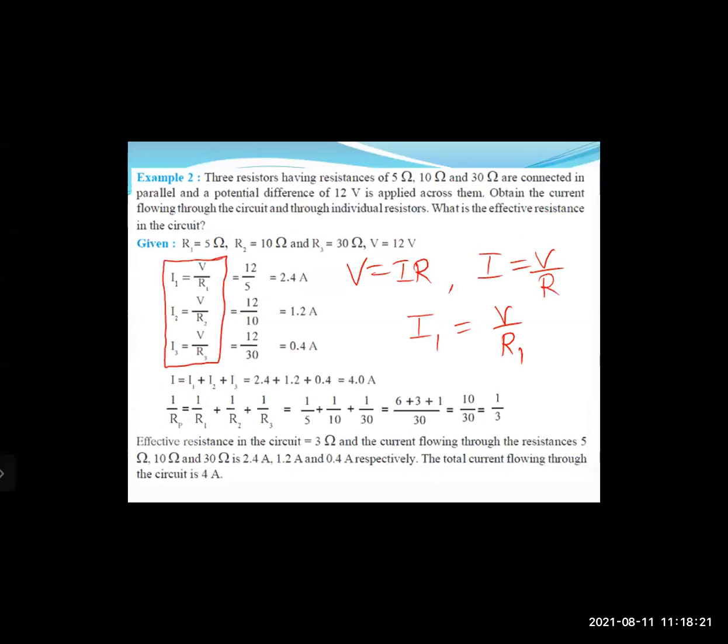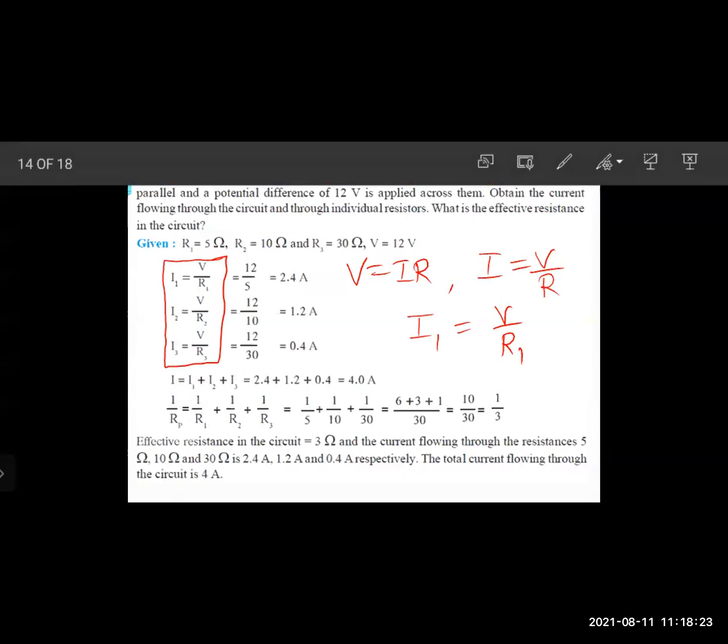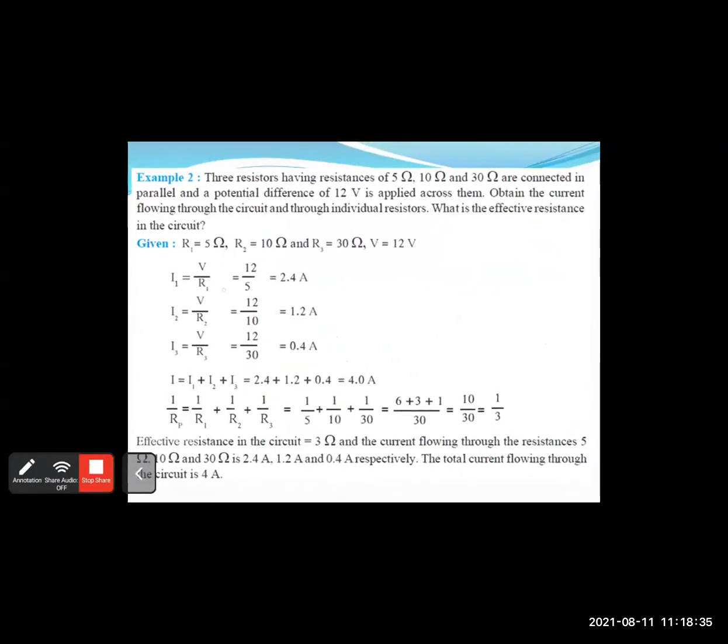Okay, fine. So applying these formulas, we will get I1 equals V by R1. So V by R1 will be what? 12 by 5, R1 is 5 ohms. So 12 by 5 will be equal to 2.4 amperes. Then I2 is V by R2, that is 1.2 amperes.